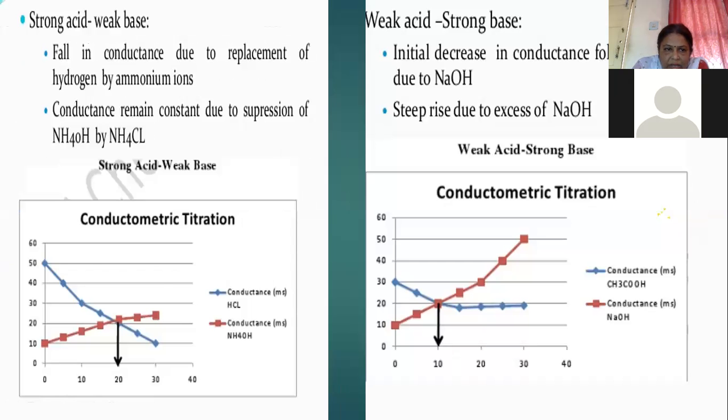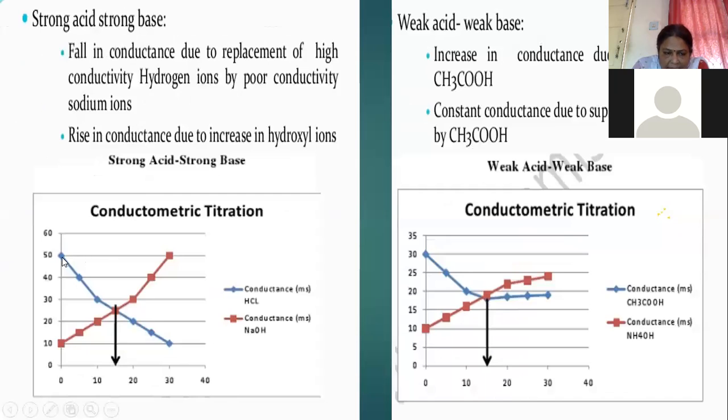So the nature of the graph comes like this: first, when the H plus ion is highest, the conductance is also highest, and once the H plus ion is replaced by the sodium ion, conductance decreases. This is the neutralization point. Here all the H plus ions are over or neutralized, and then this portion is due to the presence of the OH minus ions. So if we do this kind of titration using the conductivity meter, this is the nature of the graph.